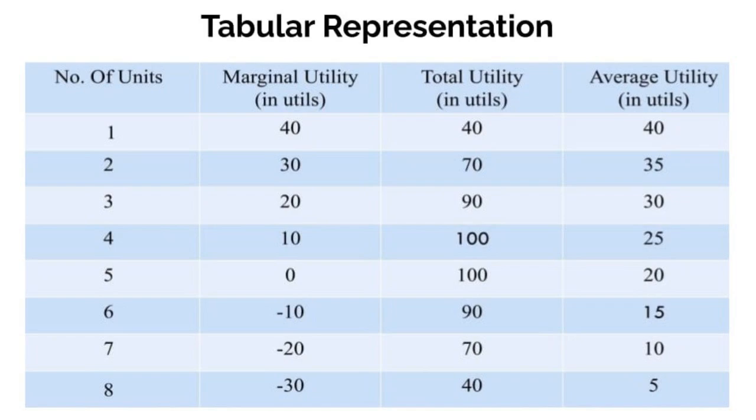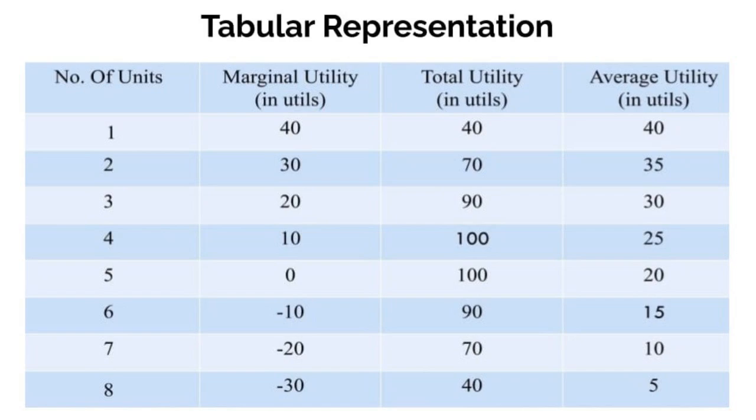It's quite obvious that when you consume the first unit, you will experience much more satisfaction, and it will go on decreasing with every successive unit of consumption. At the third unit it goes to 20, at the fourth unit it goes to 10, and at the fifth unit of consumption marginal utility is 0, meaning the body is no more accepting or wanting that particular commodity. At the sixth, marginal utility is minus 10. Now it is increasing in negative figures. So at the 8th unit of consumption, marginal utility is minus 30 utils.